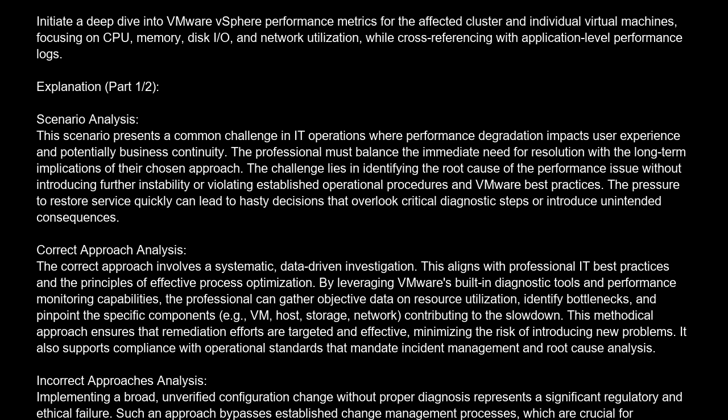Correct approach analysis. The correct approach involves a systematic, data-driven investigation. This aligns with professional IT best practices and the principles of effective process optimization. By leveraging VMware's built-in diagnostic tools and performance monitoring capabilities, the professional can gather objective data on resource utilization, identify bottlenecks, and pinpoint the specific components, e.g., VM, host, storage, network, contributing to the slowdown. This methodical approach ensures that remediation efforts are targeted and effective, minimizing the risk of introducing new problems. It also supports compliance with operational standards that mandate incident management and root cause analysis.